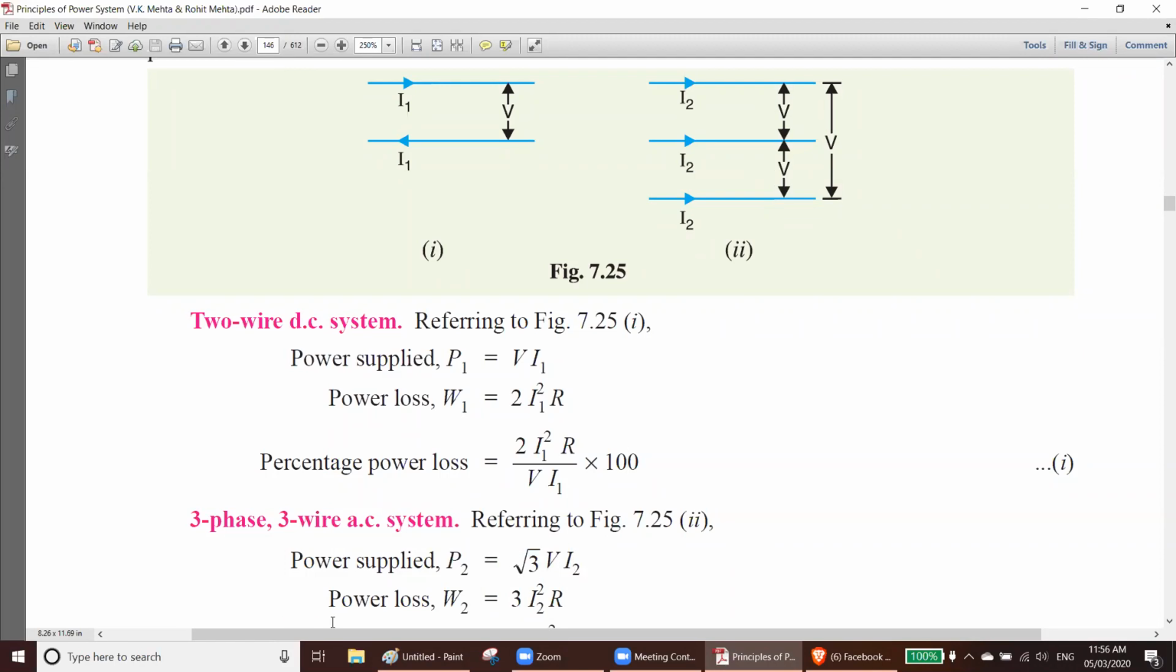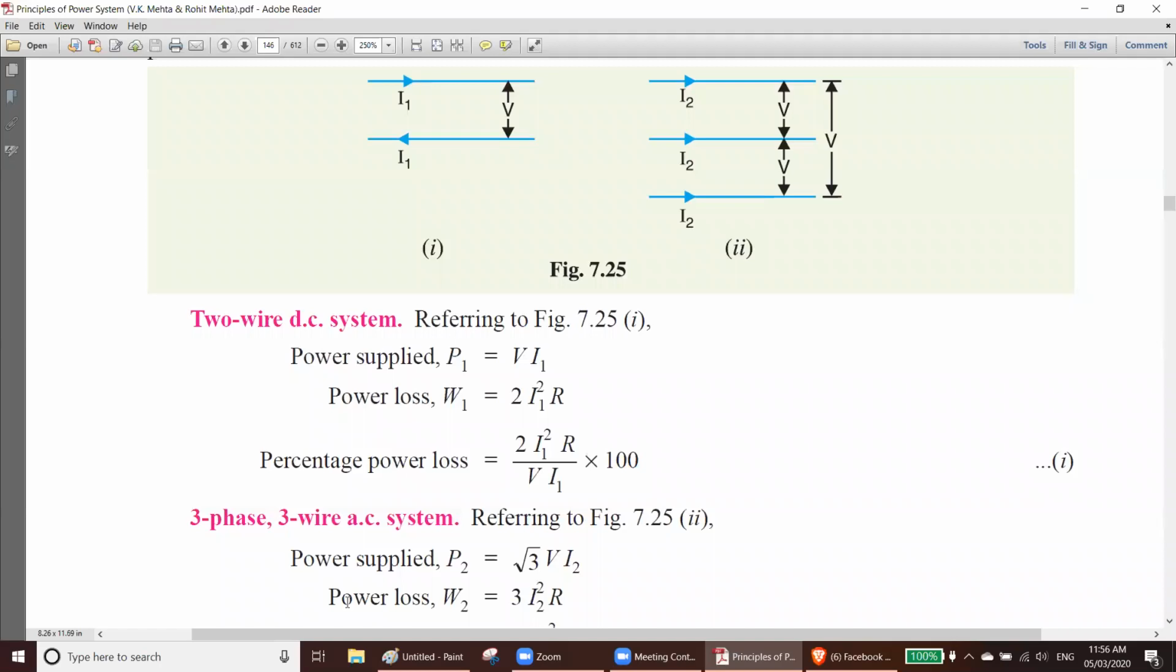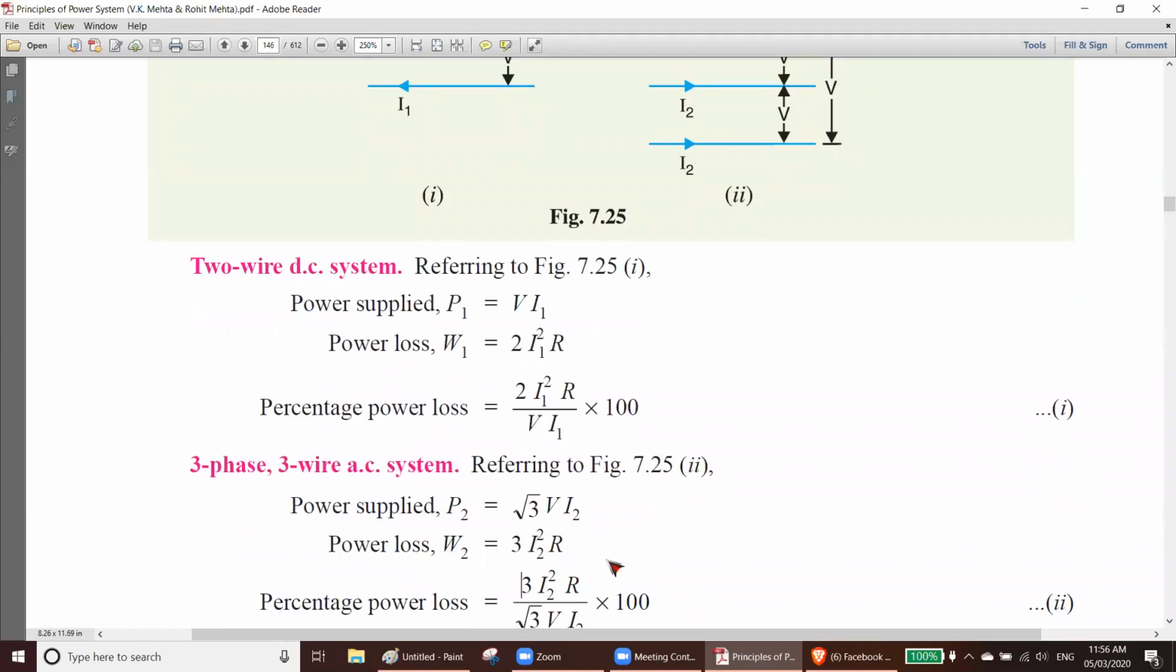What is your power loss? Power loss should be 3I2 square R. Why 3? Because you have three conductors. That's why 3I2 square R.